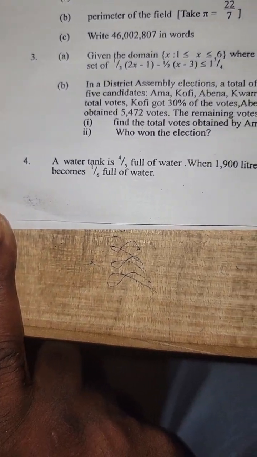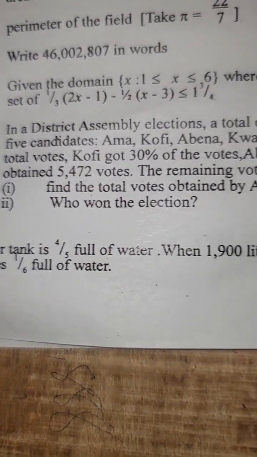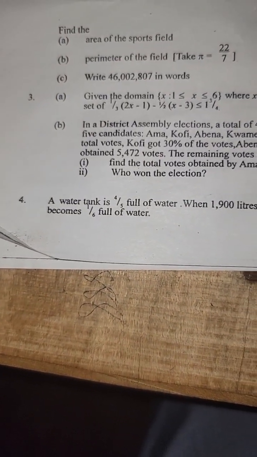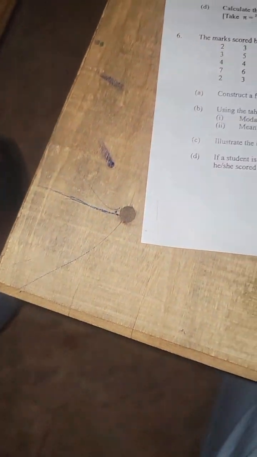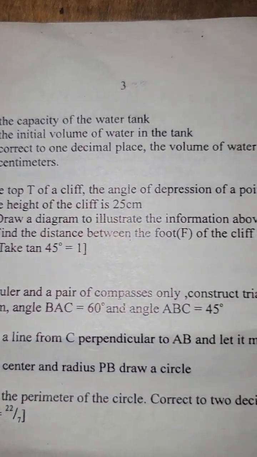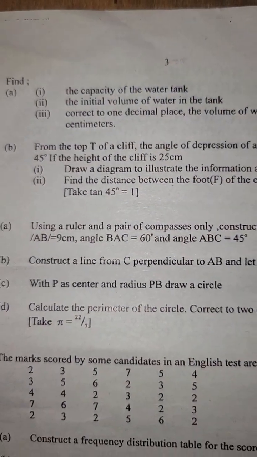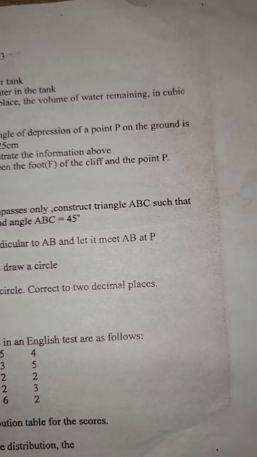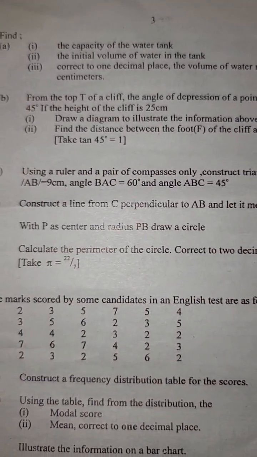Question number 4. A water tank is 4/5 full of water. When 1,900 liters of water is fetched, the tank becomes 1/6 full of water. We have to find the capacity of the water tank, the initial volume of water in the tank, and correct to one decimal place the volume of water remaining in cubic centimeters.